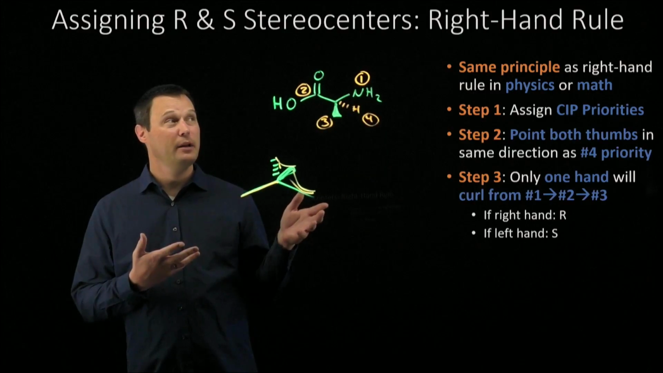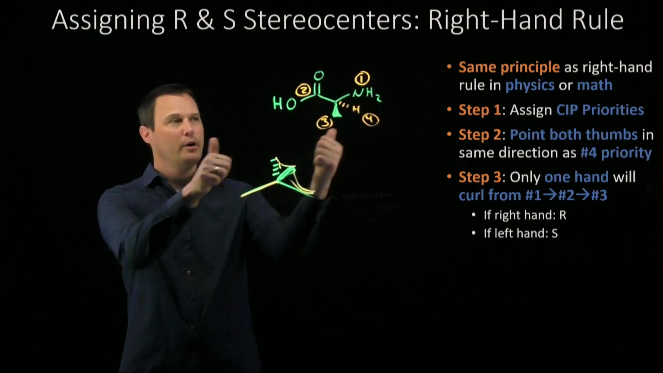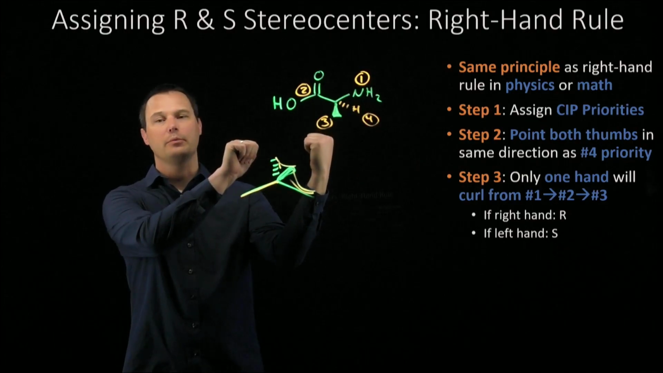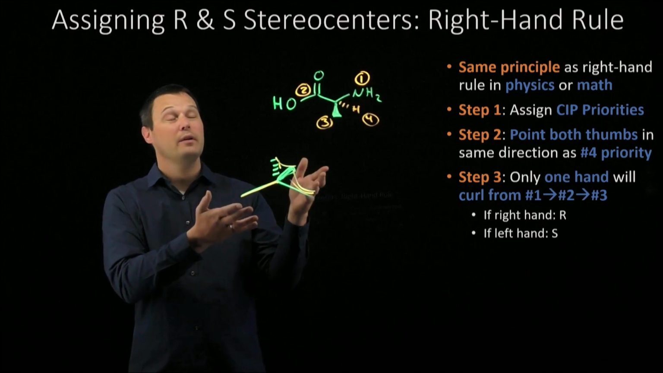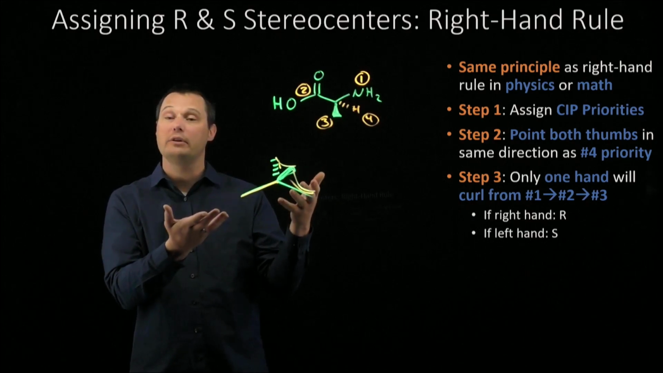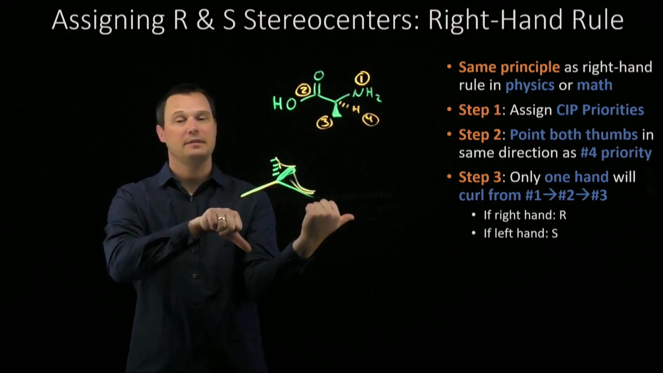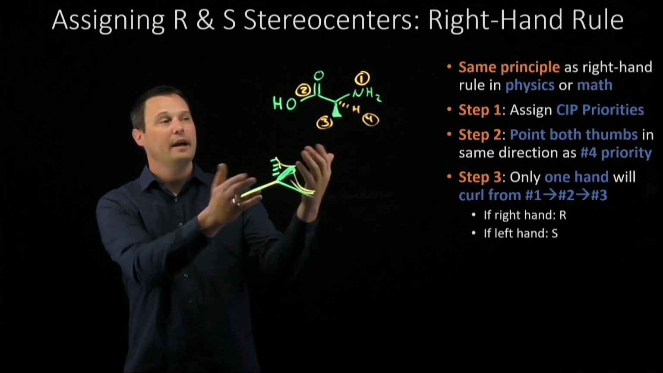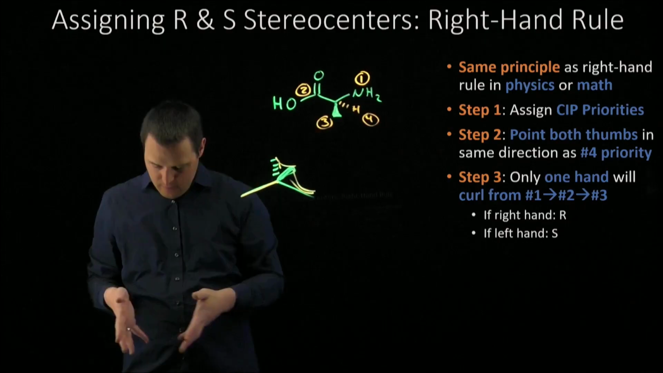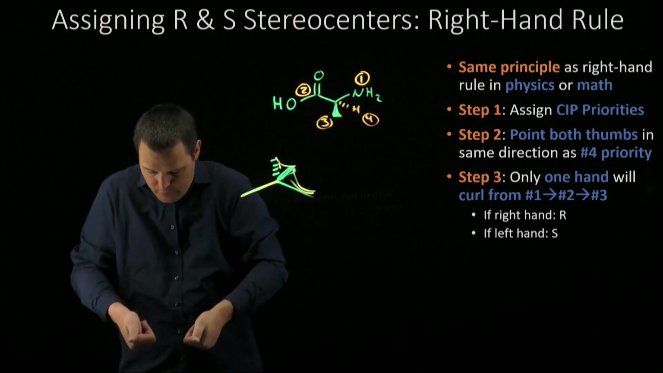Next, we apply the right-hand rule. We take both of our thumbs and we point our thumbs in the direction of the number 4 group. The nice thing about this method is no matter where the 4 priority group is pointed, we can always point our thumbs toward that group, whether it's in the back, in the front, or off to one of the sides. For this molecule, number 4 is on a dash, so we point our thumbs away from us. If you were looking down on a piece of paper, you would point your thumbs away from you.